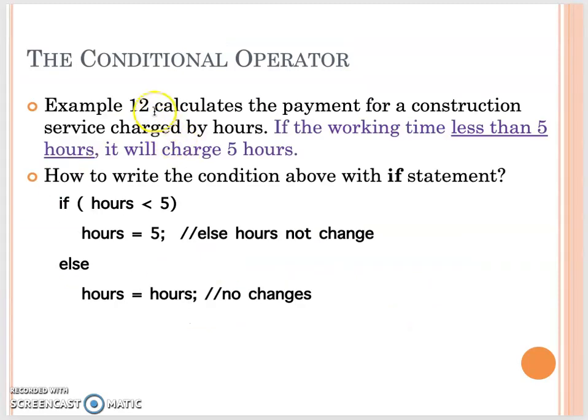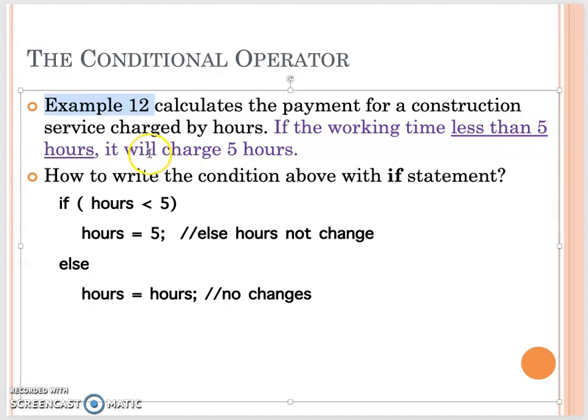So for the next example, let's see a complete code using the conditional operator. In example 12, we will calculate the payment for a construction service. Usually a construction service will charge by hours, but sometimes they will say you need to have a minimum number of hours, that's why they will take this project for you. So for example, a construction service charges by hours, but if the working time is less than 5 hours, they will charge 5 hours.